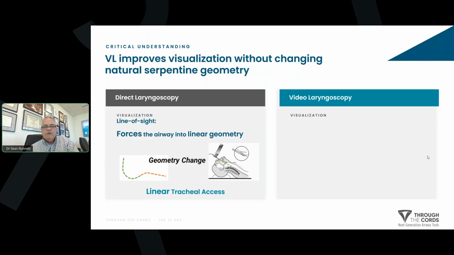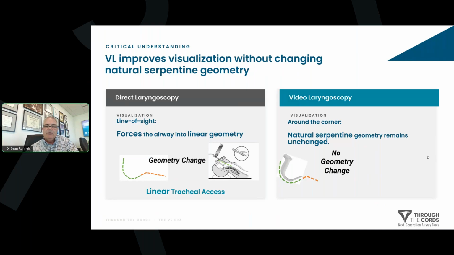When you're using a video laryngoscope, we can now look around the corner and visualize the glottis. Now, the important thing there is the natural serpentine geometry remains unchanged. And so there is not necessarily a geometry change. And that means we now have to access the trachea through serpentine geometry.